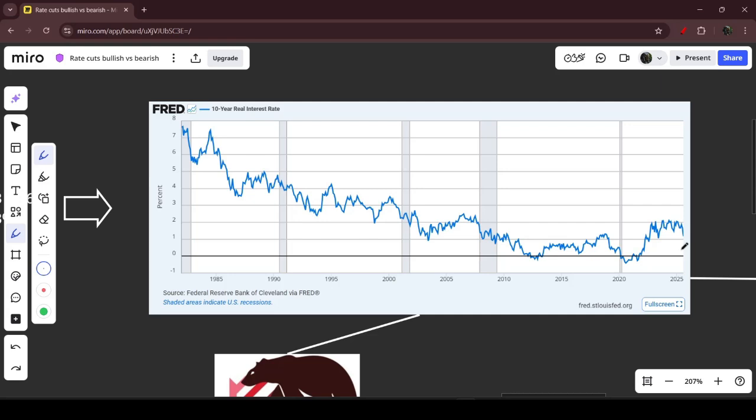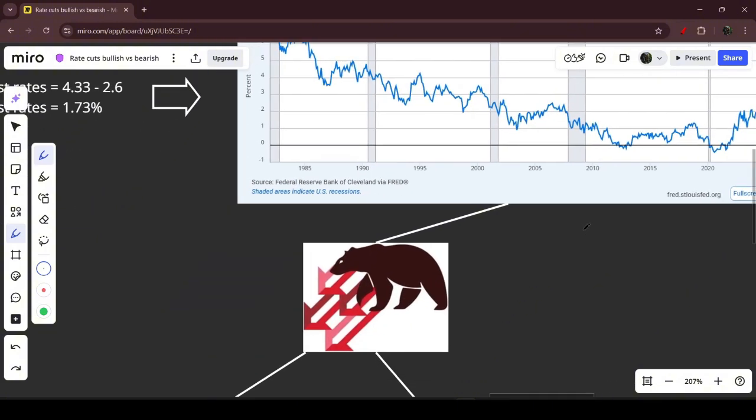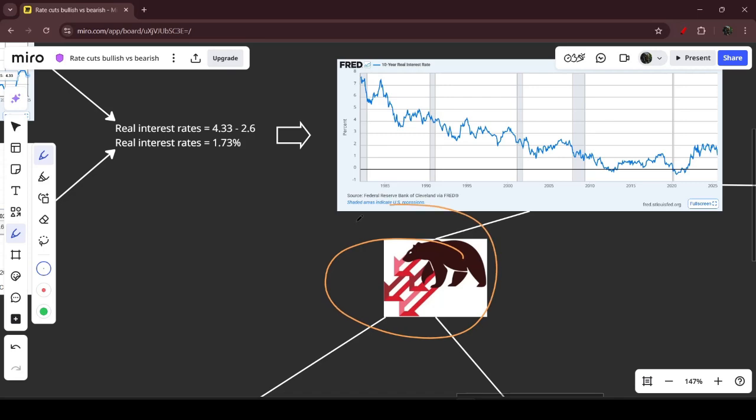And this is where actually the game is played. By looking at this chart, you are going to know, when the Fed cuts rates, if it is going to be bullish or bearish. Let's take a couple of examples here. First one, let's talk about the bearish cases.